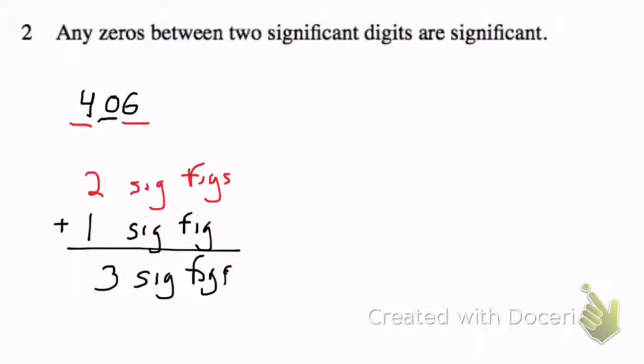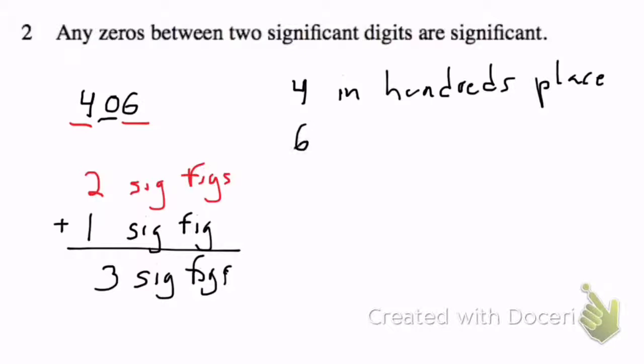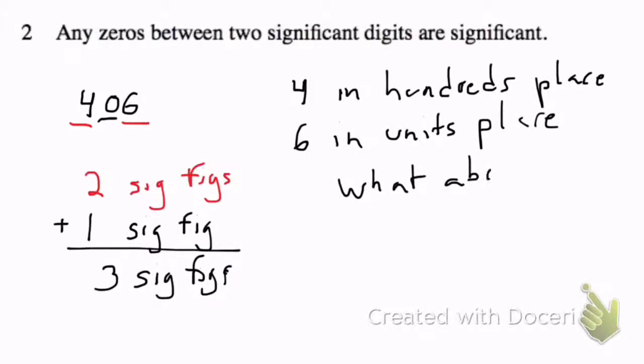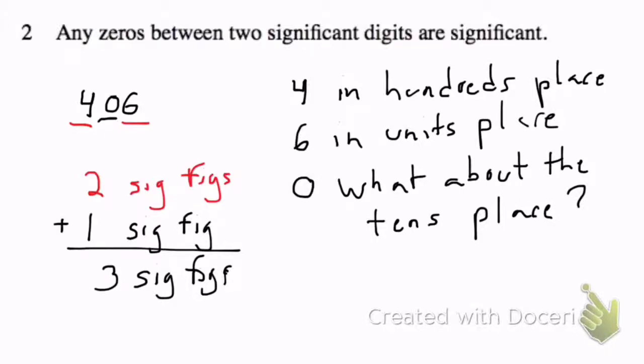We can see how this makes sense. If we have the digit 4 in the hundredths place, and the 6 in the units place, what about the tenths place? So we see that it has to include the 0 in order for that number to make sense.